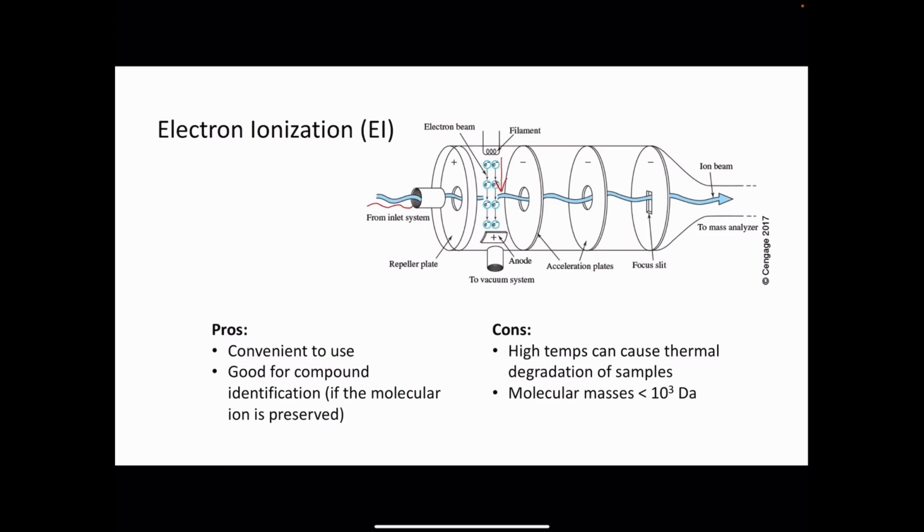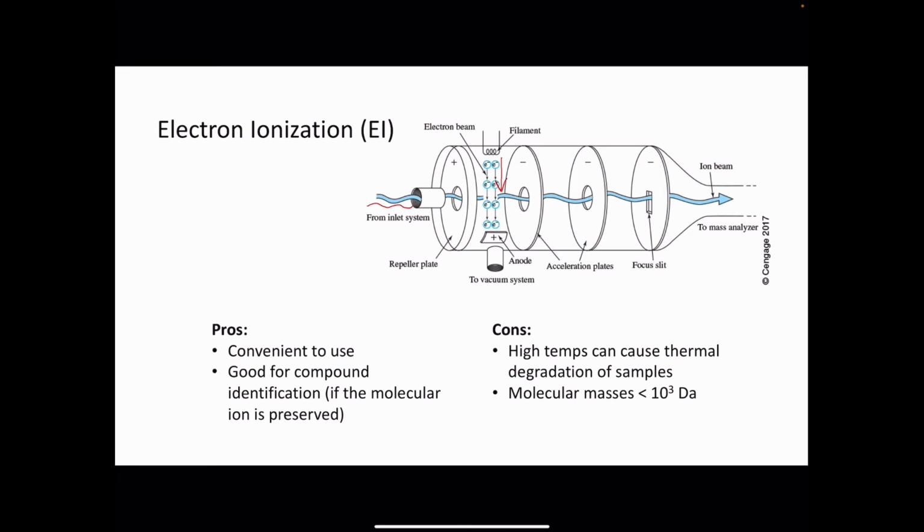However, the molecular ion is often not preserved. So usually what you end up with is only these fragment ions. This happens sometimes, sometimes not. So this source can be good for compound identification as long as the molecular ion peak remains present. So the pros are that it's convenient to use, and like I said, good for compound identification with the caveat that the molecular ion is preserved.